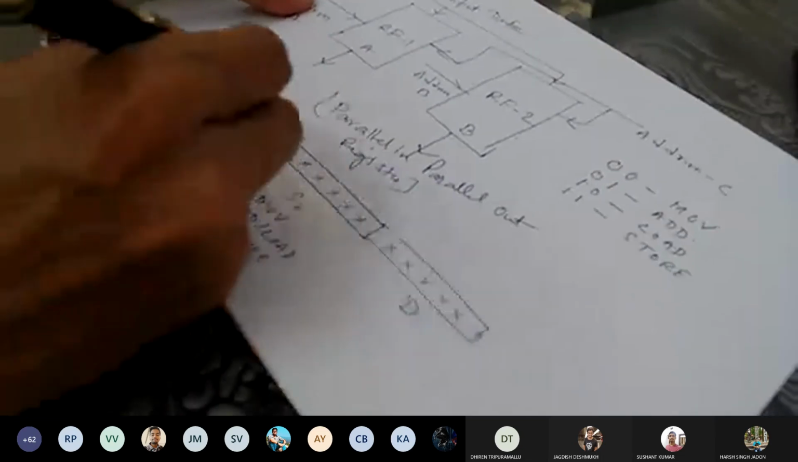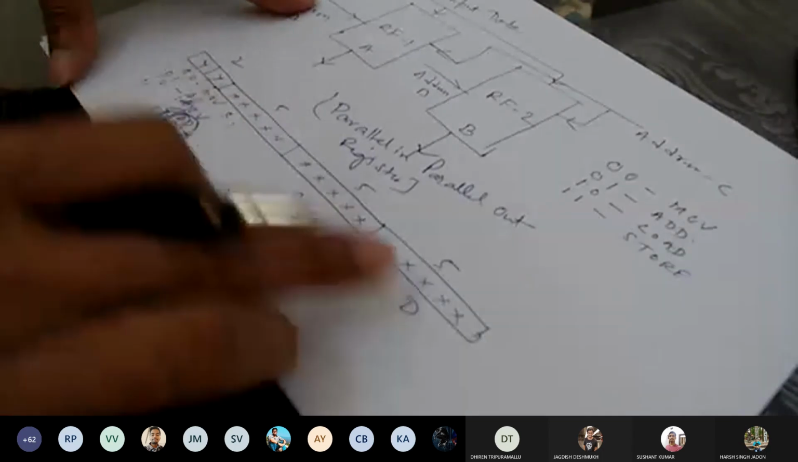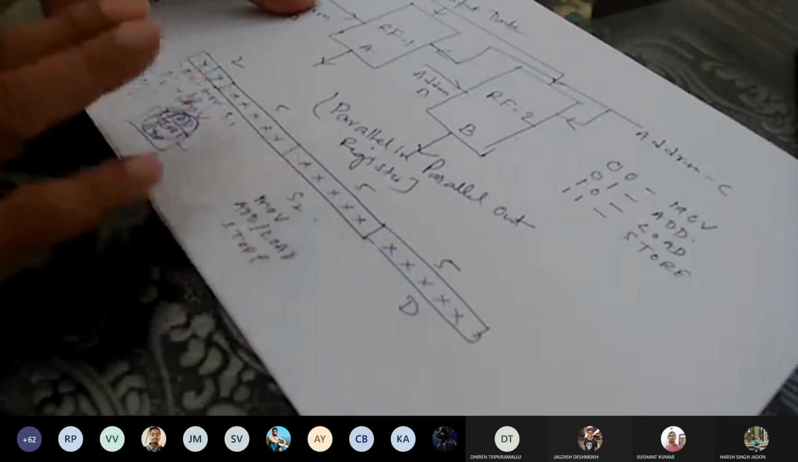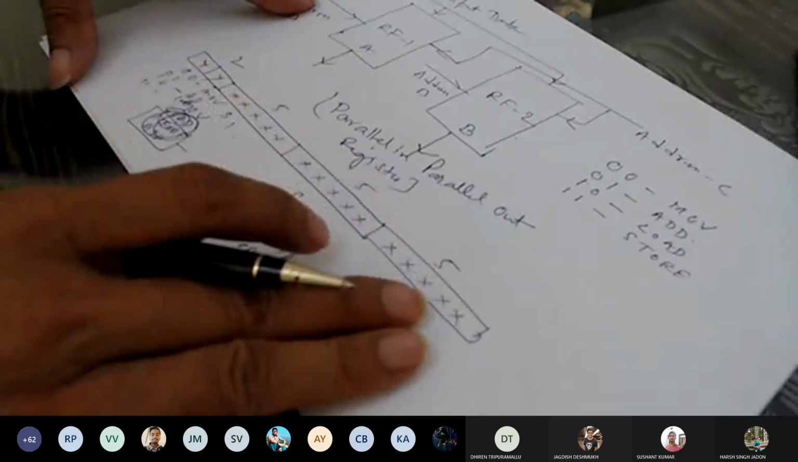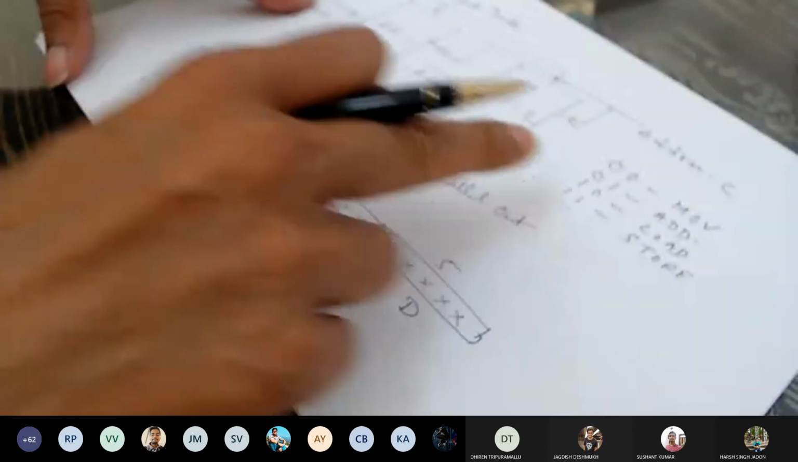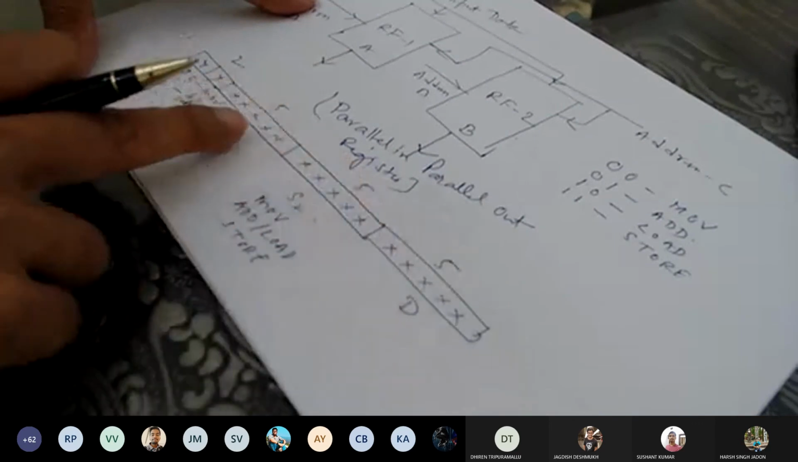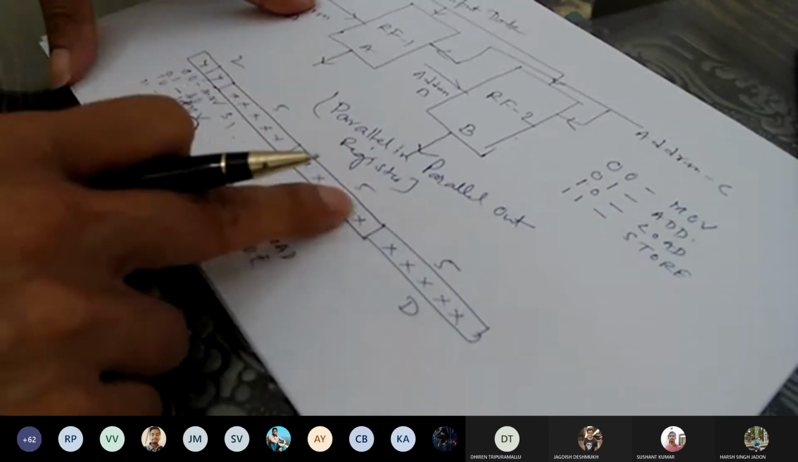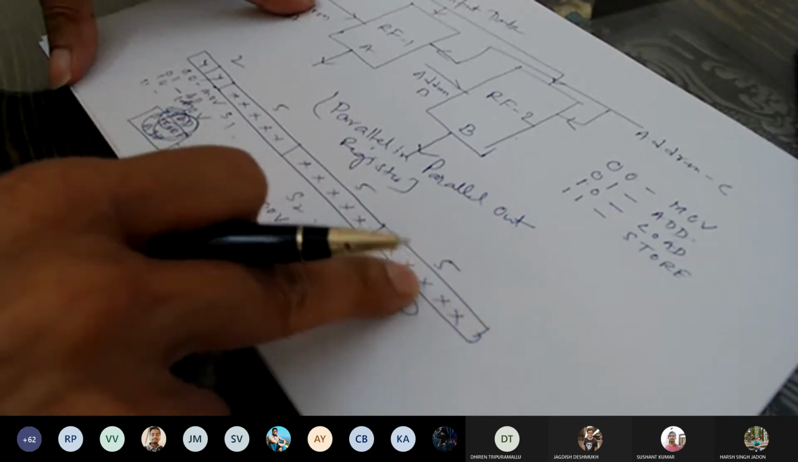So my instruction is now 5-bit, 5-bit, 5-bit, 2-bit, 17-bit instructions. So I want to realize a circuit that will take 17 bits input. These 2 bits will determine what is the instruction. These next 5 bits will tell what is the source register. Next 5 bits will tell what is the source register 2. Next 5 bits will tell what is the destination register.